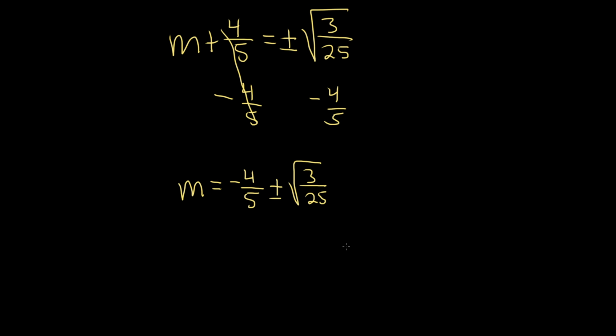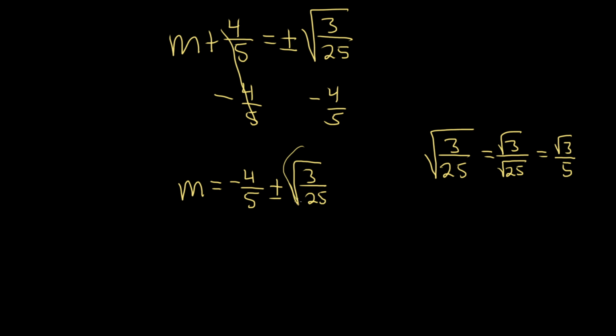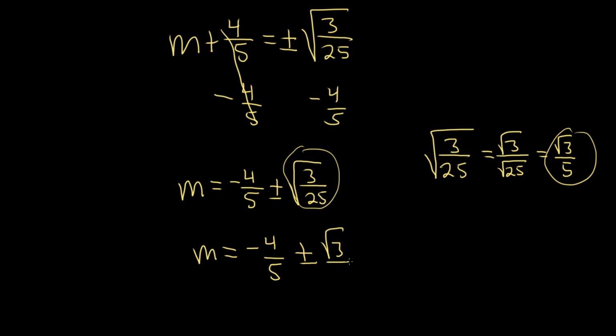This can be simplified a little bit further. Note that the square root of 3 over 25 can be written as the square root of 3 over the square root of 25. And then the square root of 3, well, that's just the square root of 3. But the square root of 25 is actually 5. So we can go ahead and make this adjustment. Let's go ahead and replace this with this. So this will be m equals negative 4 over 5 plus or minus the square root of 3 over 5. And that would be the final answer.